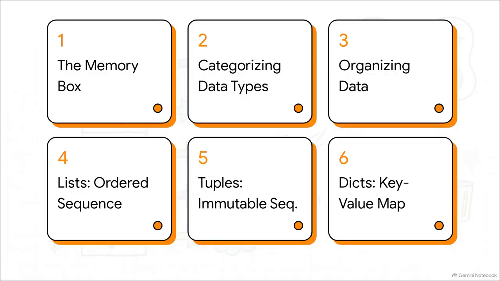Here is our quick roadmap for today. First, the memory box. Second, categorizing data types. Third, organizing with data structures. Fourth, lists, the ordered sequence. Fifth, tuples, the immutable sequence. And finally, dictionaries, key value mapping.